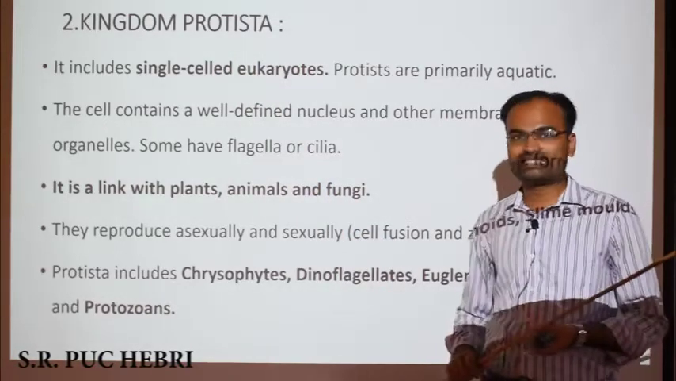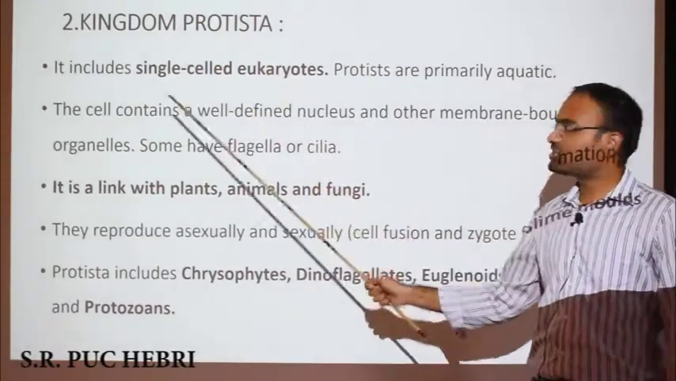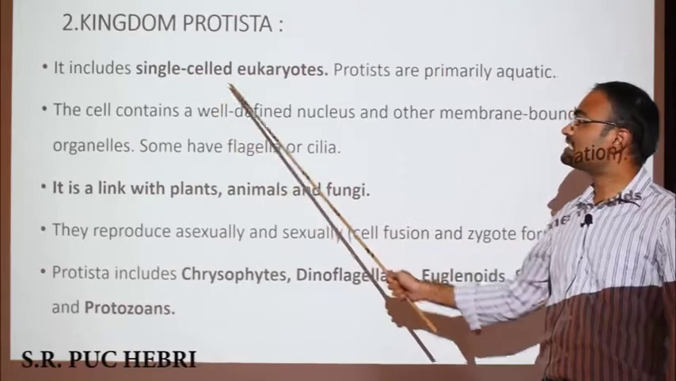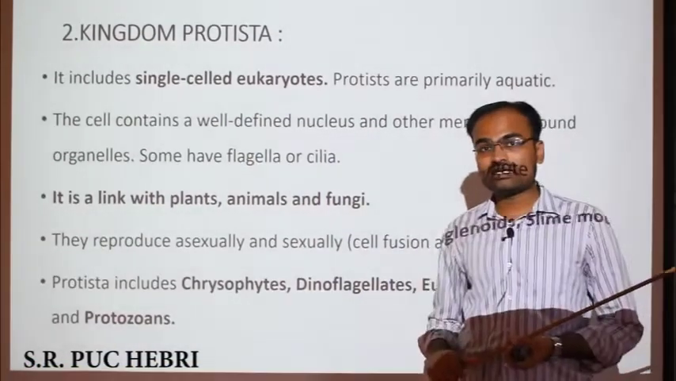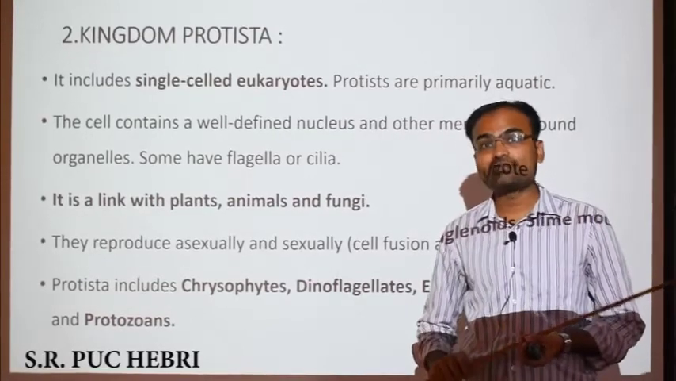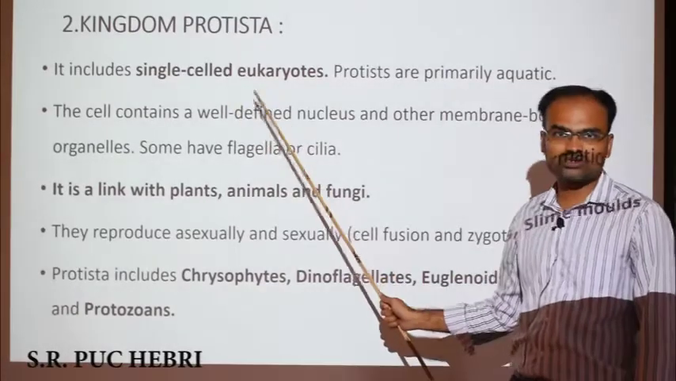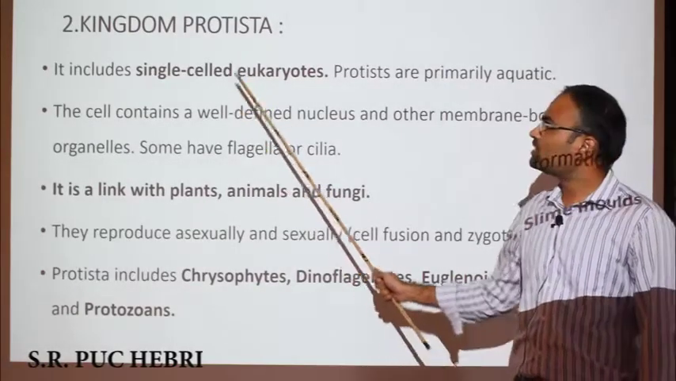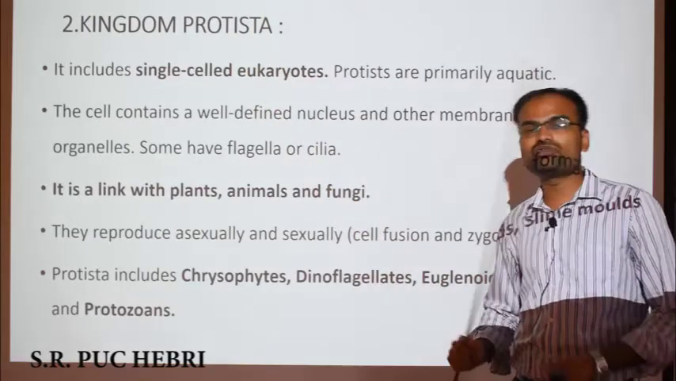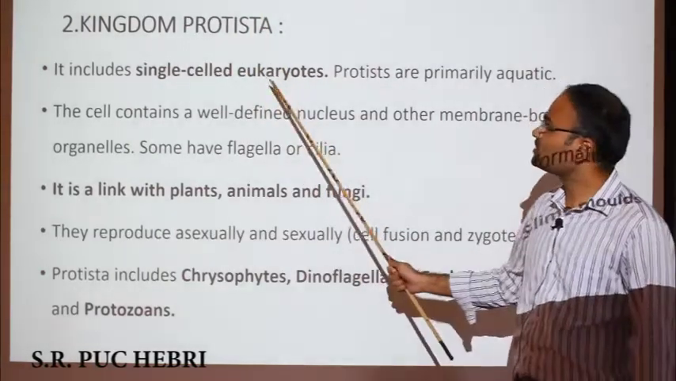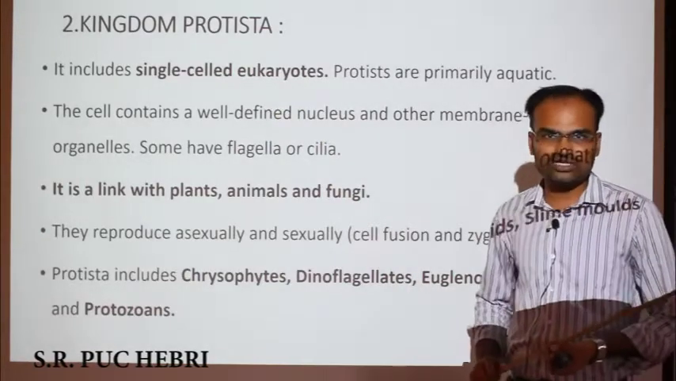So what we are going to study in this chapter? Here the important one, the whole kingdom Protista is including only the single celled eukaryotes. While in the kingdom Monera it was including single celled prokaryotes, but here it is including single celled eukaryotes. So this is very important. The organisms which are present in the kingdom Protista all are unicellular and all are eukaryotic. There is no multicellular, okay, and there is no prokaryotic one.